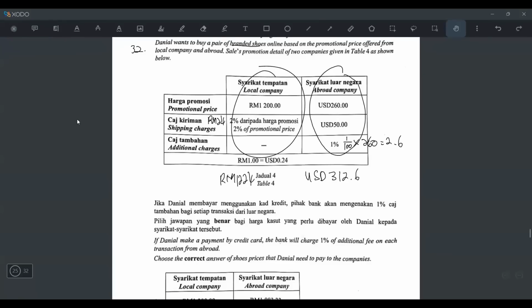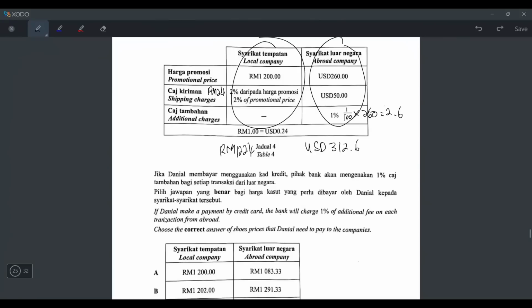And then let's read first what they want. Actually, I still don't know what they want. If Daniel makes a payment by credit card, the bank will charge 1% additional fee on each transaction from abroad. I think it's referring to this. Abroad, 1%. That's why the local company doesn't have it, because you only have it for a transaction from abroad.